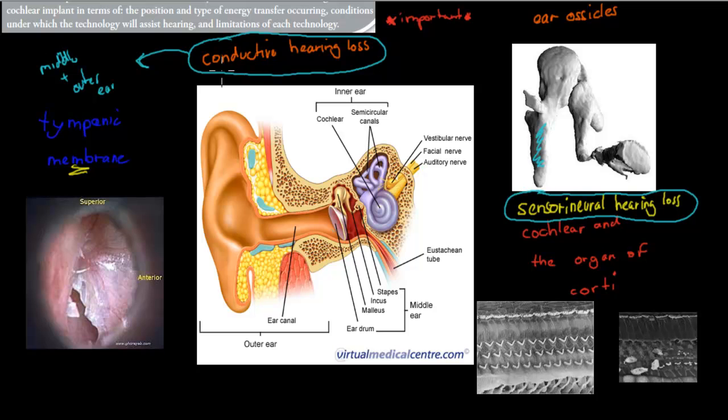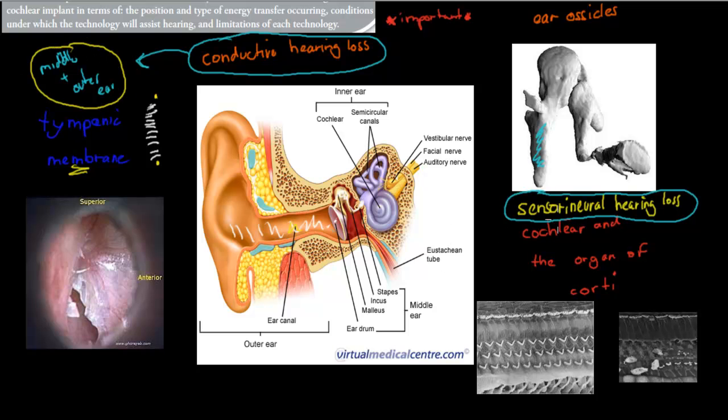Conductive, so that means conduction. Conduction means traveling from one point to another point. In this case, we're having conductive loss of the sound traveling from one point to the other. Usually sound would travel through the ear, it would hit the membrane, the membrane would vibrate, it would activate the ossicles, and then the ossicles would activate the cochlea, right? So if there's a problem with the conduction of the sound towards the cochlea at any of those points, that's what we call conductive hearing loss. So that's to do with the middle or the outer ear.